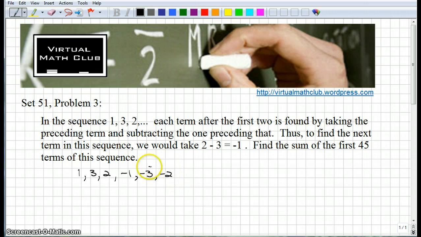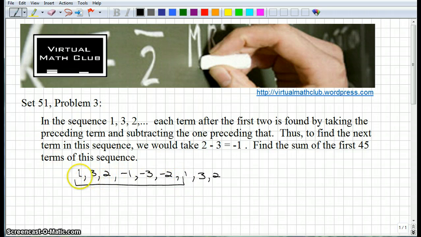Then we have negative 2 minus negative 3, which is just going to be 1. And then we have 1 minus negative 2, which is just going to be 3. And you can see now we're back to 1, 3, and the pattern is just going to repeat, right? Because 3 minus 1 is 2, and we're just going to get the same pattern. So what we've got is a sequence that repeats.